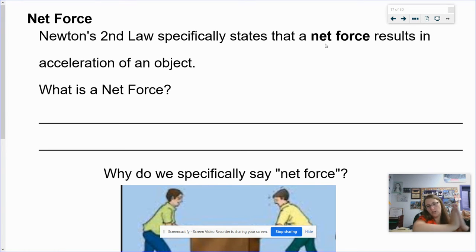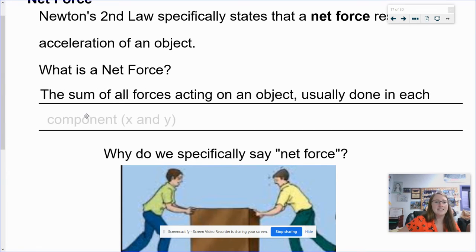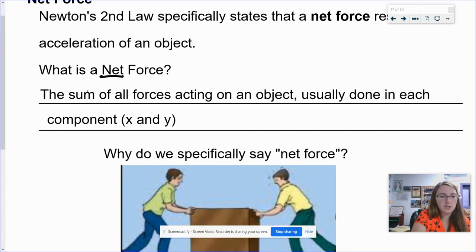If I'm pushing in this way and pushing in this way, what's actually going on there? So here's a net force. It is the sum of all forces acting on an object, usually done in each component. We've been practicing that, yeah? So net, again, is specifically referring to the sum. The reason why we say sum, even though it's possible to have negative forces, is specifically because of that. I can have some positive forces, I can have some negative forces. If I add them all together, it's possible that I have a net force of 0.